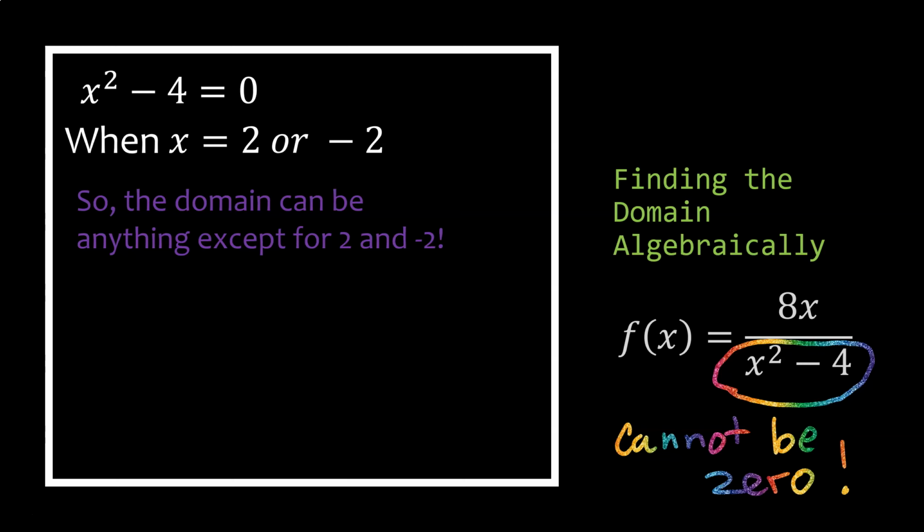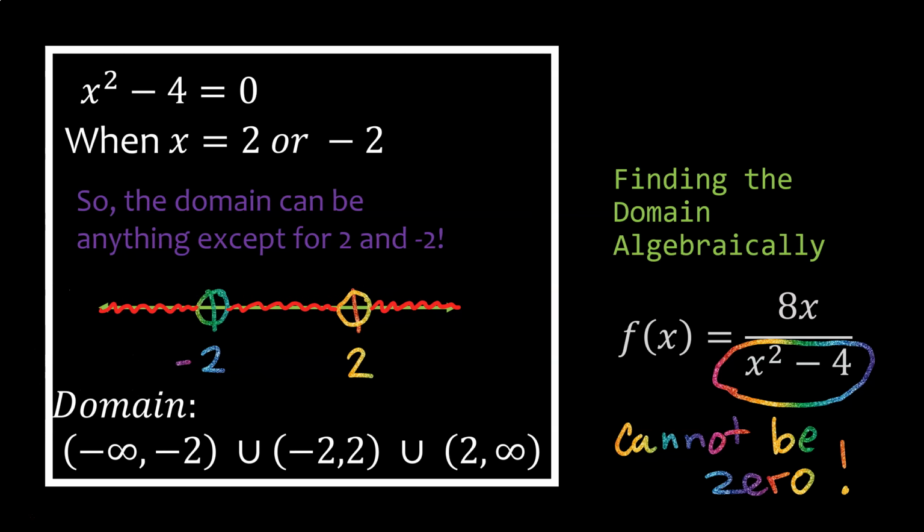How does that look on a number graph? Well, 2, negative 2, you are not it. So we're going to put an open circle in both places, and we will take anything else except for 2 and negative 2. So we will use interval notation here to write the domain of f of x, which would be negative infinity to negative 2, union negative 2 to 2, open, right? Because we're not including those endpoints, and union 2 to infinity.